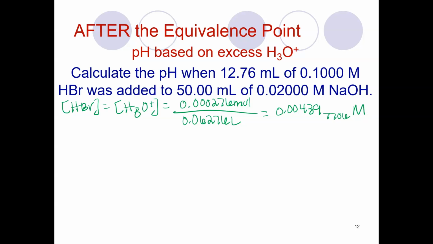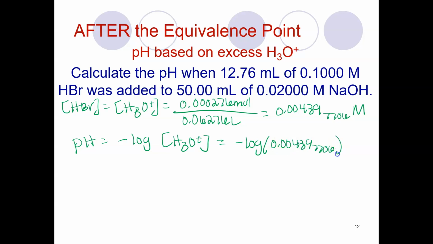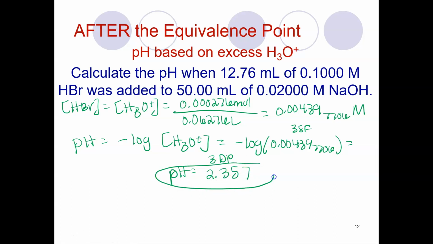So I know that H3O+ is equal to that. Well, pH is the negative log of the H3O+. So I just need to take the negative log of 0.004397706. This has 3 sig figs. So my answer is going to have 3 decimal places. So when I did that math, I got 2.357. So that would be my pH at this point in the titration curve.